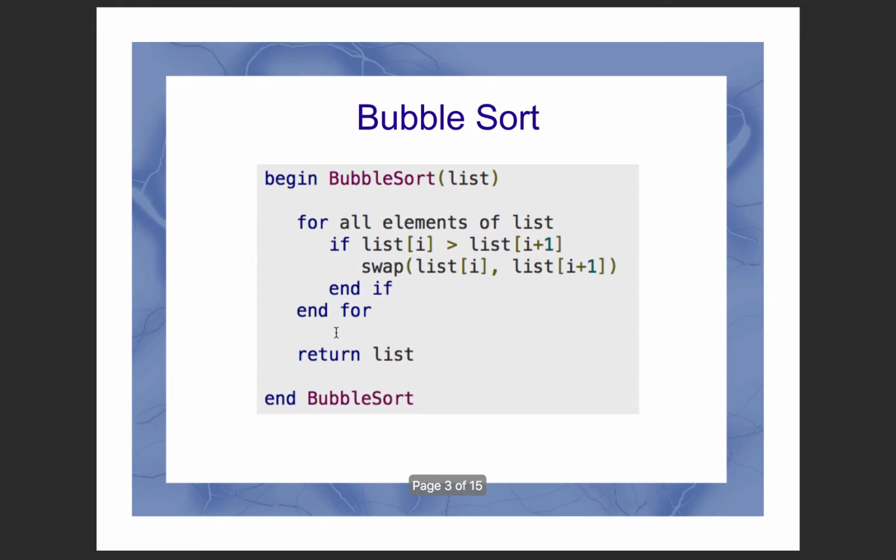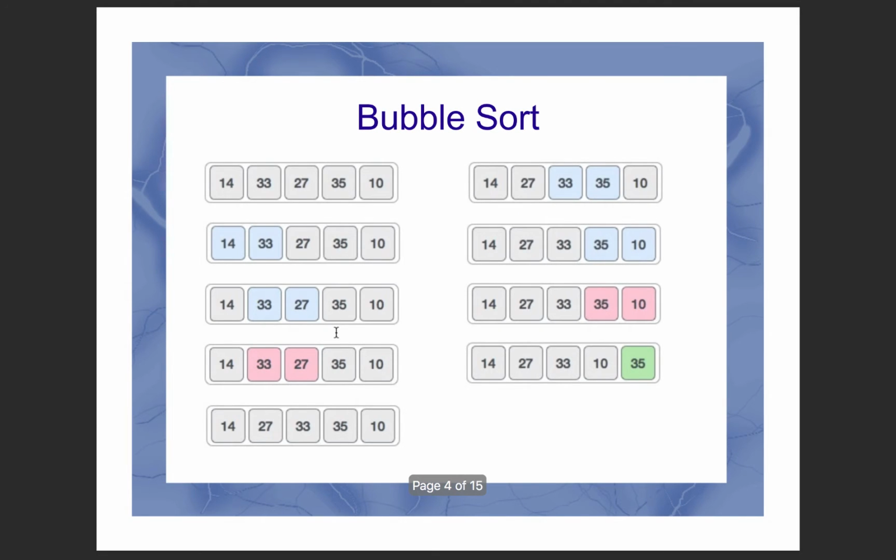Let's start with bubble sort. Before coming to the algorithm, let's give some examples. Go to the slide. For example, you have this array: 14, 33, 27, 35, 10. It makes sense that this data is not sorted. These are in some random order.